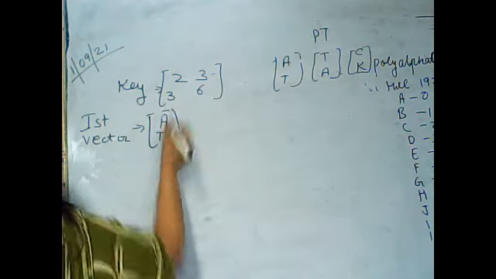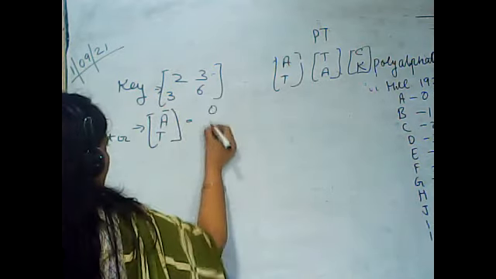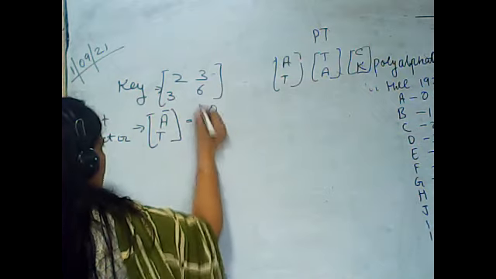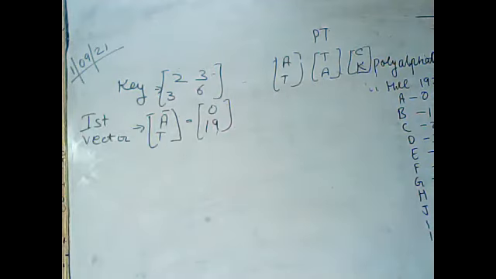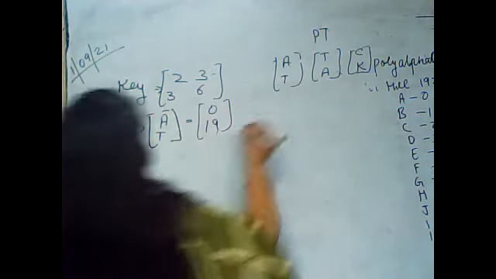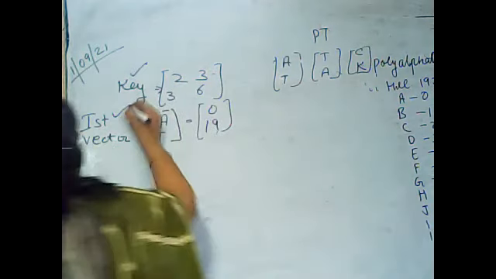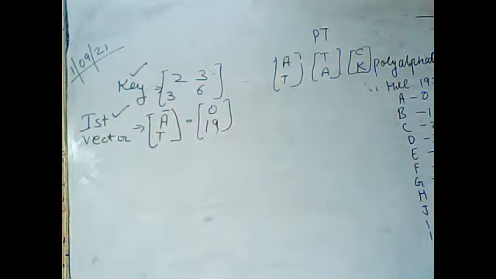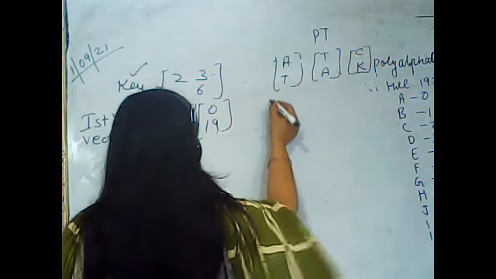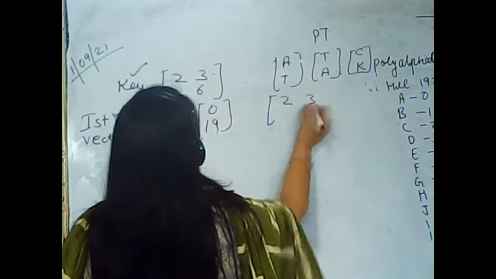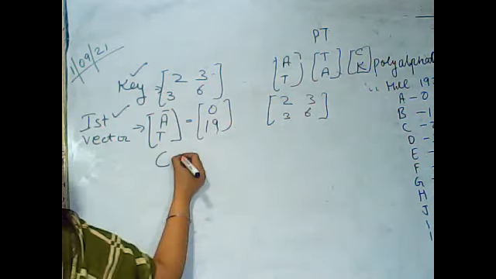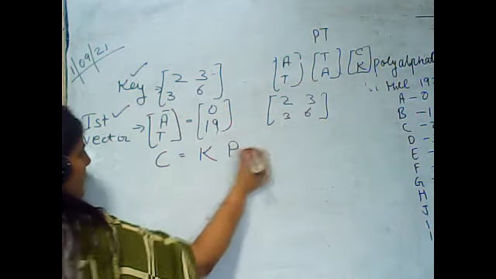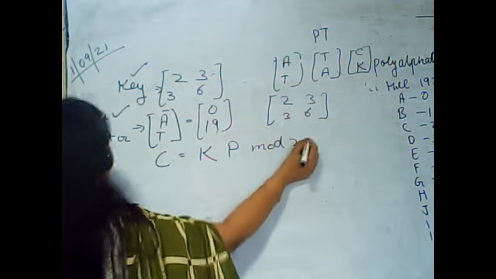So the very first one is the vector A, T. What is the value? A is 0, and the value of T is 19. This is your first value. Now let's write the key here: 2, 3, 3, 6. This is your key. Now we will use this encryption formula: C equals K P mod 26.